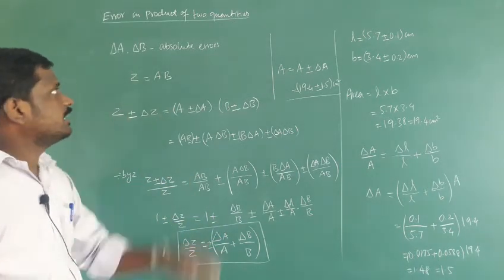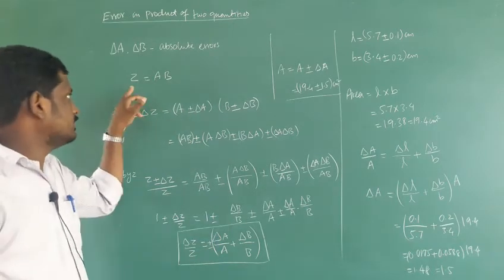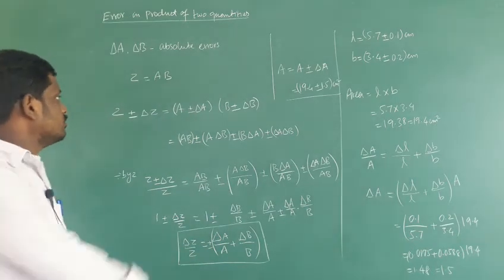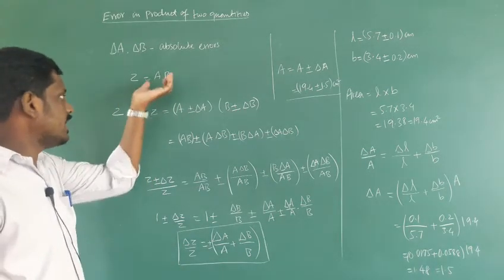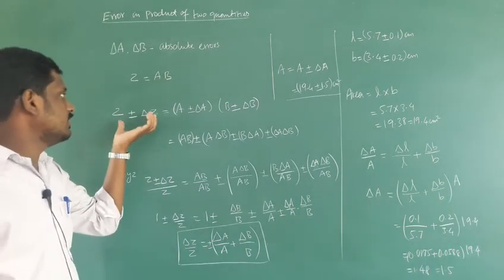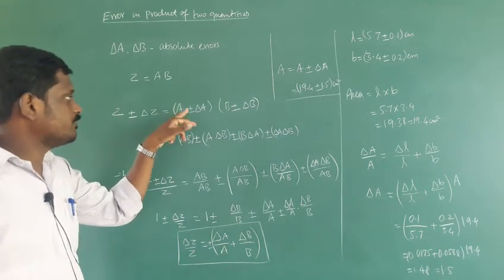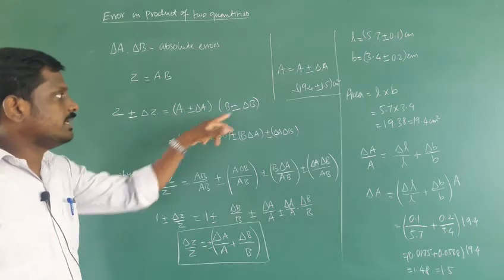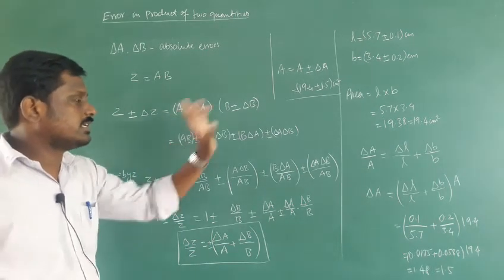Delta A and delta B are the absolute errors of the two quantities A and B. The product Z is equal to AB. Z plus or minus delta Z, so it has some error. So totally we can write it as Z plus or minus delta Z, that is A into B. A has some error, B has some error, so A plus or minus delta A, B plus or minus delta B.